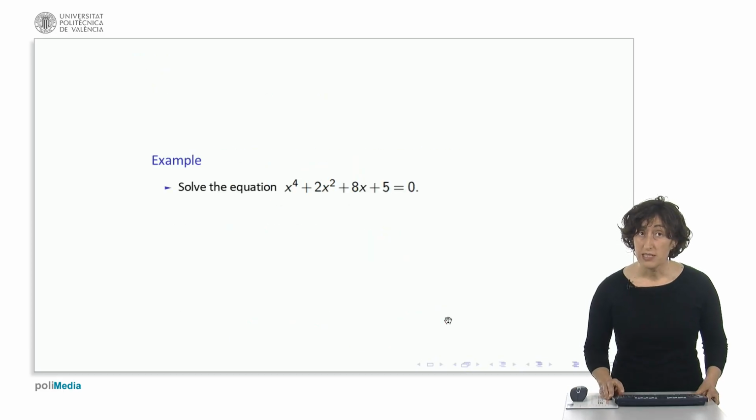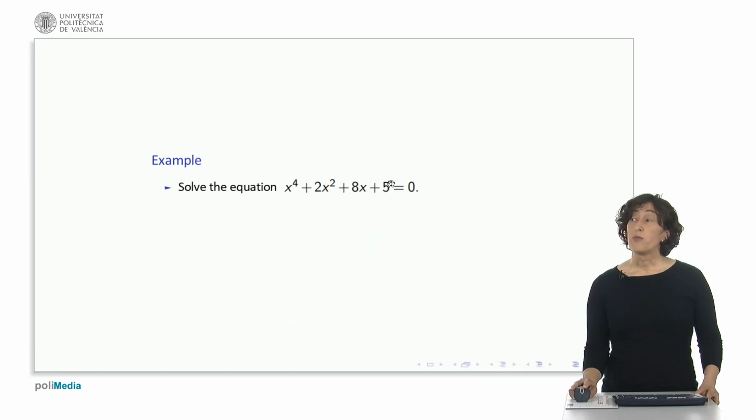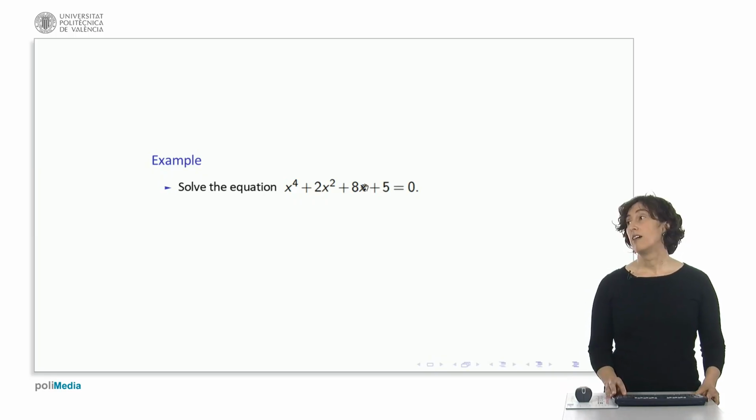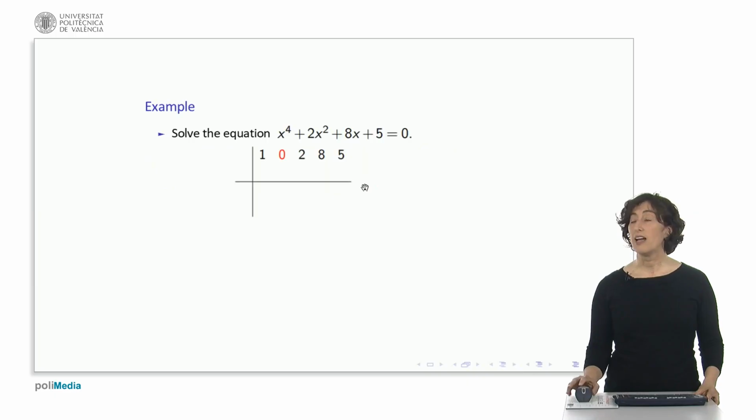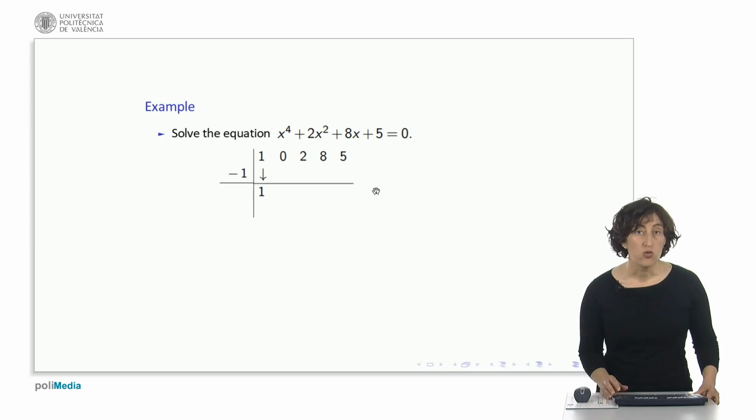Let's see one additional example of degree 4, for example, but in this case it is not biquadratic since we have the term in x. I have put it so that you can see that you have to place all the coefficients, even those that do not appear. x to the 4th has a 1, x cubed is not there, so it has a 0 there, x squared has a 2, x has an 8 and the 5. And let's try with the minus 1 to see if it is a root.